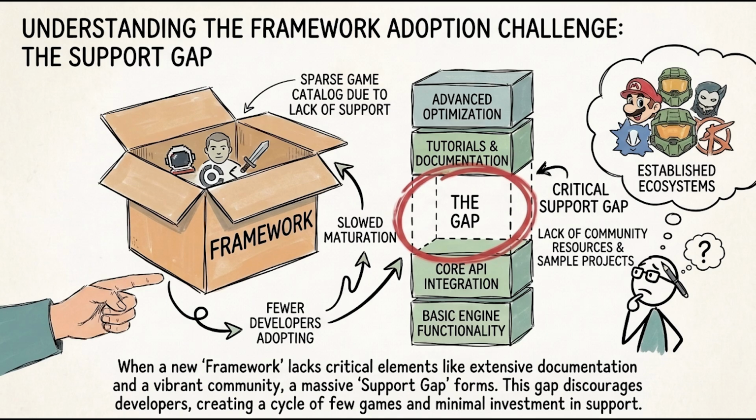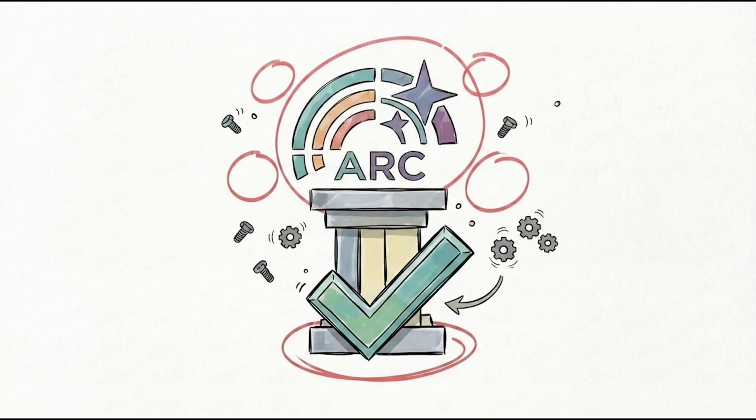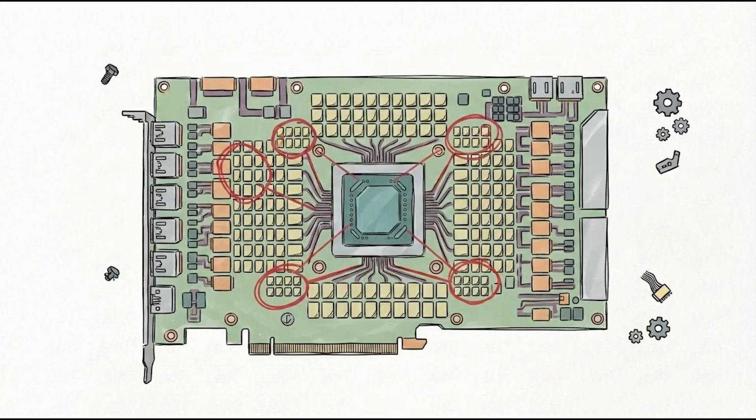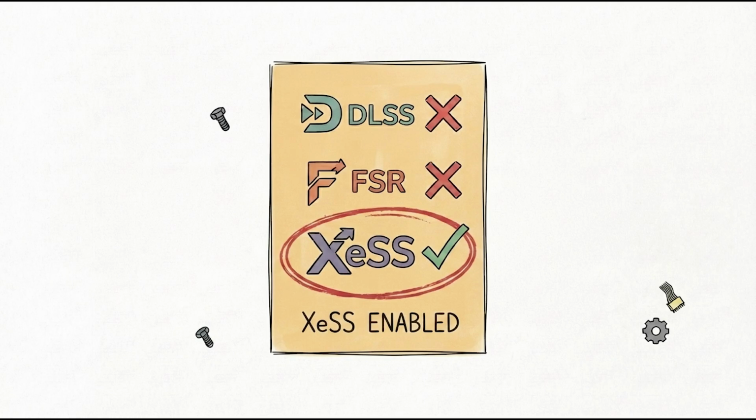The main drawback right now is game support. XeSS is in far fewer titles than DLSS or FSR. But that's an adoption issue, not a quality issue. The technology itself genuinely holds up. For choosing, if you own an Intel Arc GPU, XeSS should be your first pick every time. It's optimized for your hardware and uses those dedicated AI cores. If you're on NVIDIA or AMD, you'll usually have DLSS or FSR as your primary option. But in games that support XeSS and not the others, it's a perfectly solid choice.